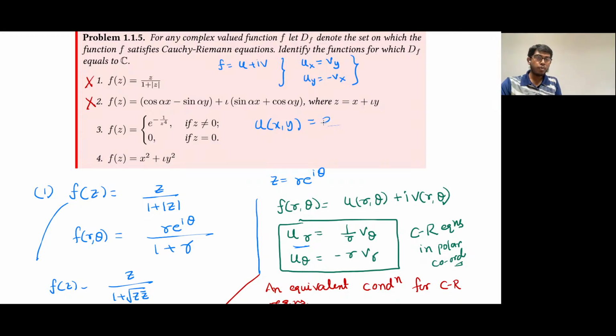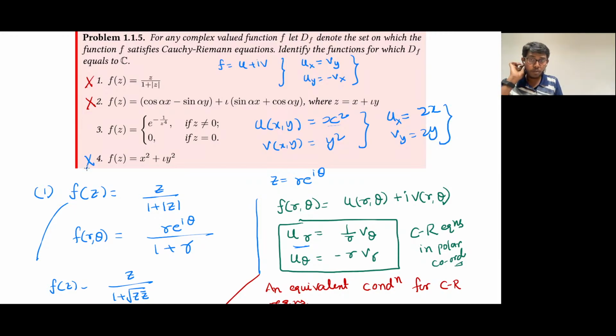So in this, uxy is equals to x square and vxy is equals to y square. And clearly, this is not analytic. This does not satisfy the Cauchy-Riemann equation for all the complex numbers, because ux is 2x and vy is 2y. So they are not same. Okay, so this option is also false. So apparently this option should be right, but let's check that.